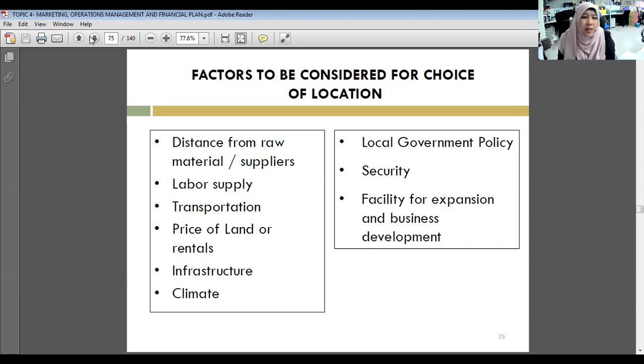Local government policy: of course, sometimes a certain area is gazetted for low cost housing, low cost flats. So this will affect the choice of location, as it will be a low cost area because it is protected by government policy.